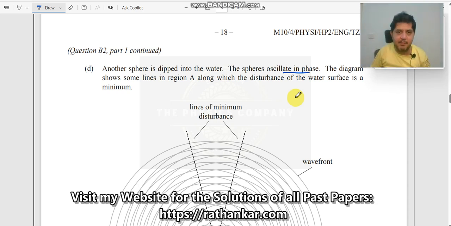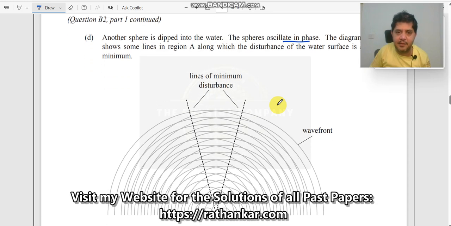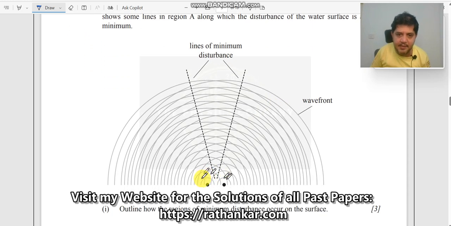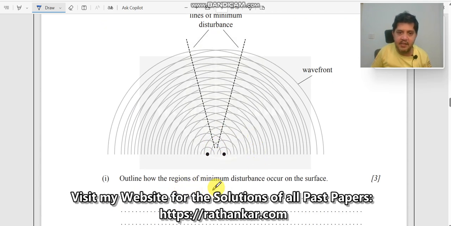The diagram shows some lines in region A along with the disturbance of the water surface. This is the disturbance, these are the waves being created. Circular waves are created, and one of these waves falls onto the other. The lines shown here tell you that the waves are superposing. So outline how regions of minimum disturbance occur on the surface. How do you get minimum disturbance?